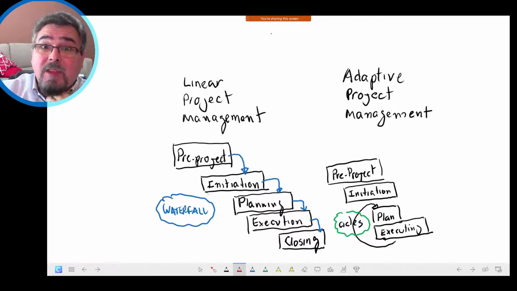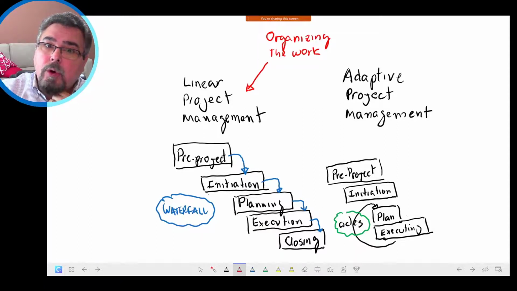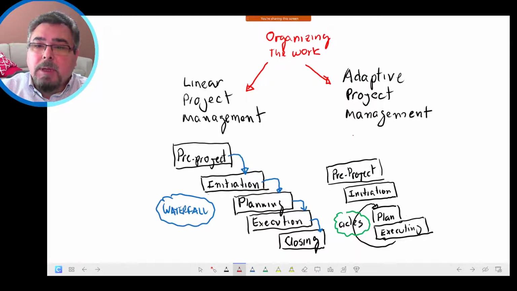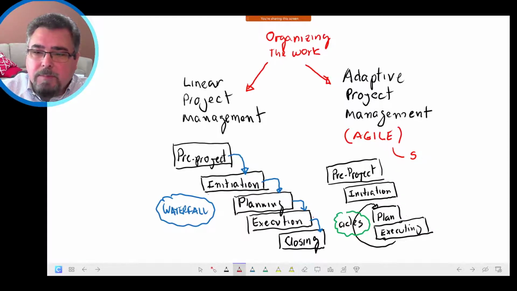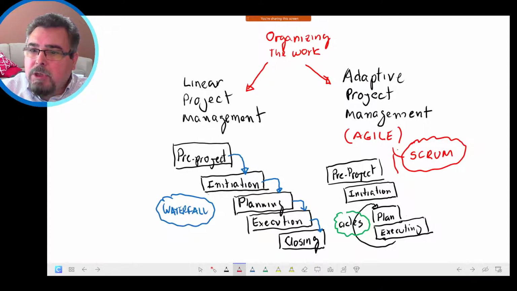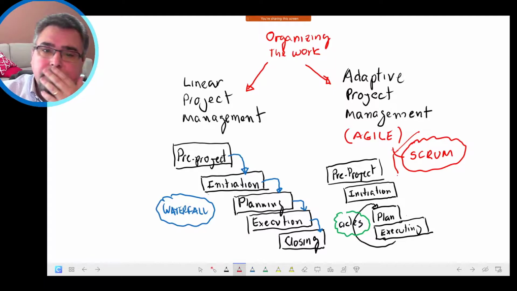Always, I like to use that idea that as a project manager, we are organizing the project work. And we can organize the project work following linear project management or adaptive project management. A lot of people call adaptive project management Agile, okay? There are some methodologies within Agile. One of the methodologies within Agile is the Scrum methodology, okay? But there are other methodologies here, other ways of working Agile. I'm just talking about Scrum.